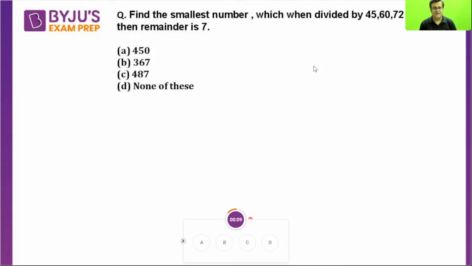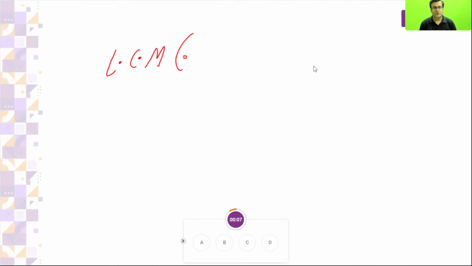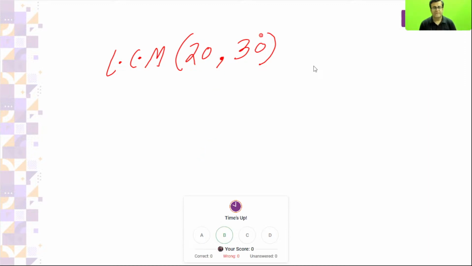Students used to ask, sir, how to find out LCM fast, for small numbers at least. If somebody is asking you the LCM of 20 and 30, what will you do? Pick the bigger number. If two or three numbers have been given, pick the bigger number and take multiples of it. The first multiple of the bigger number which is divisible by both, that will be the LCM. 30 1s are 30.